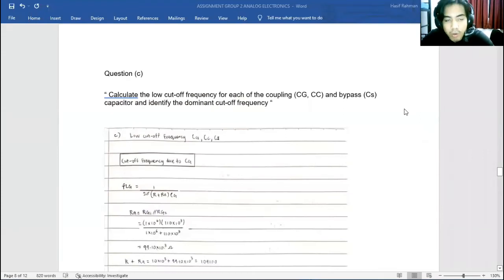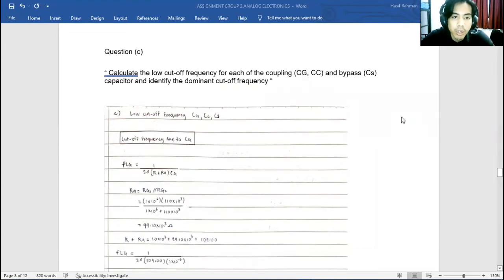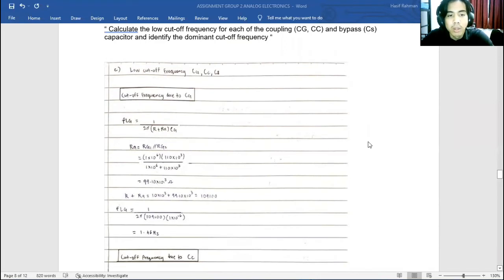So for question C, the question asks to calculate the low cut-off frequency for each of the coupling CG, CC, and bypass CS capacitor and identify the dominant cut-off frequency. First, we need to find the cut-off frequency due to CG. By using the formula FLG equals to 1 over 2 pi R plus RA CG, by assuming RA equals to RG1 parallel with RG2, we will get RA equals to 99.10 times 10 power of 3 ohm.